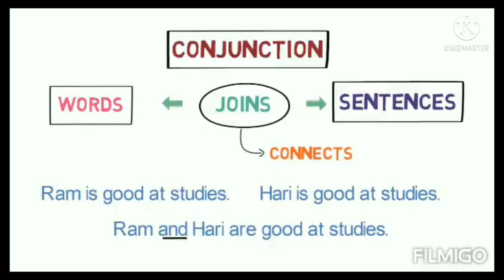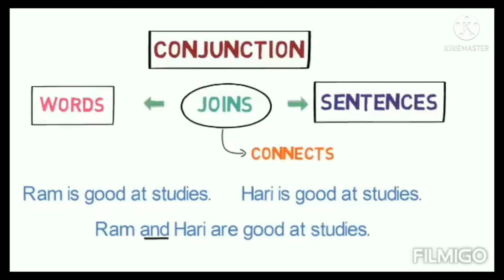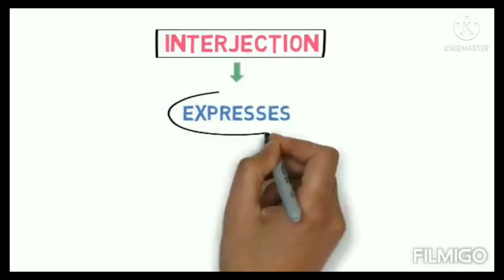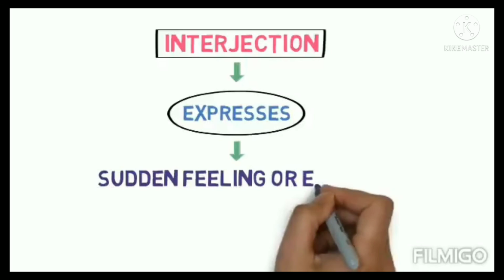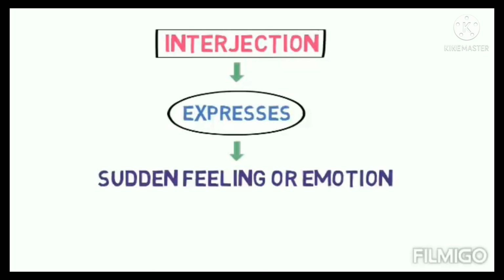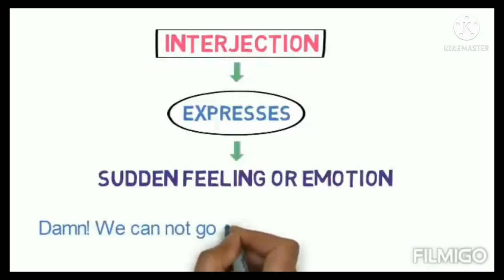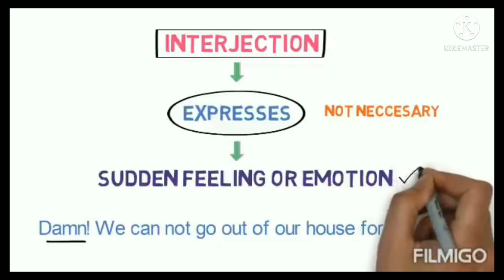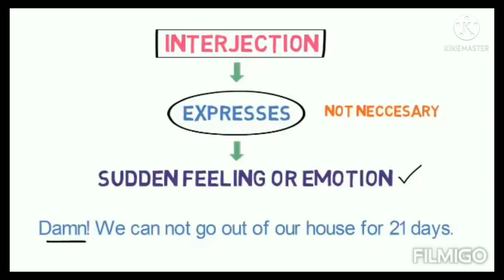Now, let's look into the last part of speech, that is interjection. What is an interjection? An interjection is a word which expresses some sudden feeling or emotion of a person. When our Prime Minister announced lockdown for the first time, what was our initial reaction? Damn, we cannot go out from our house for 21 days. Here, damn is a sudden feeling of urge. It is to be noted, interjections are not necessary, but they add emotion to the sentence.